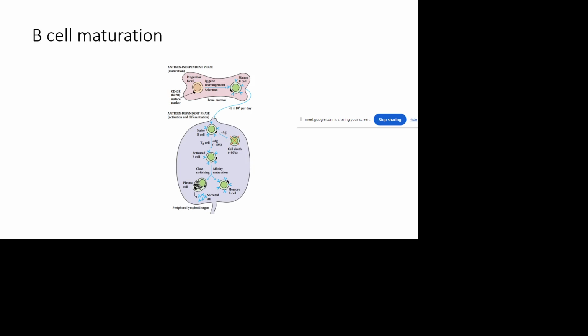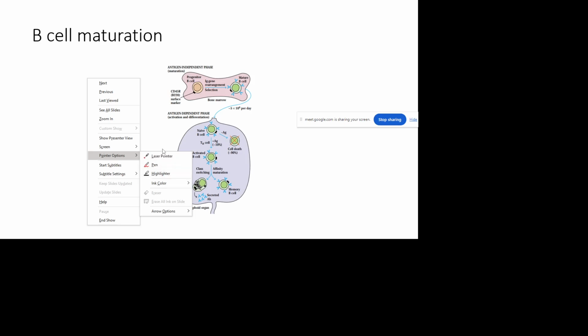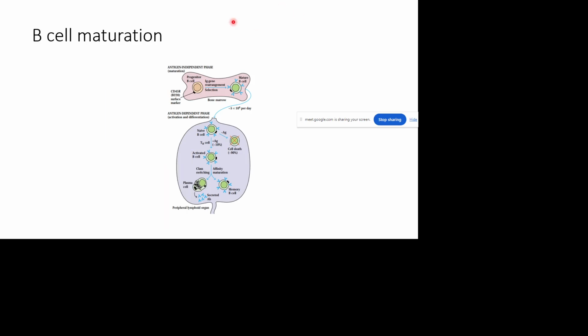So we will first start with B cell maturation. This is a very brief process of B cell maturation. Let me change the pointer to the laser pointer. So in the bone marrow, as you know, B stands for bone marrow, the progenitor B cell undergoes Ig gene rearrangement, which is immunoglobulin gene rearrangement, to form a mature B cell, right?